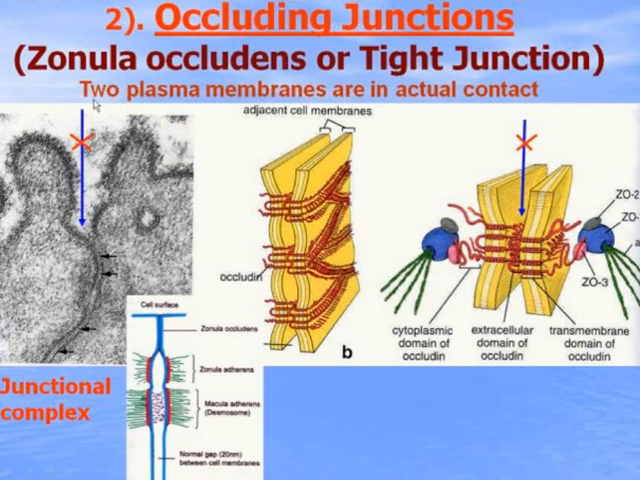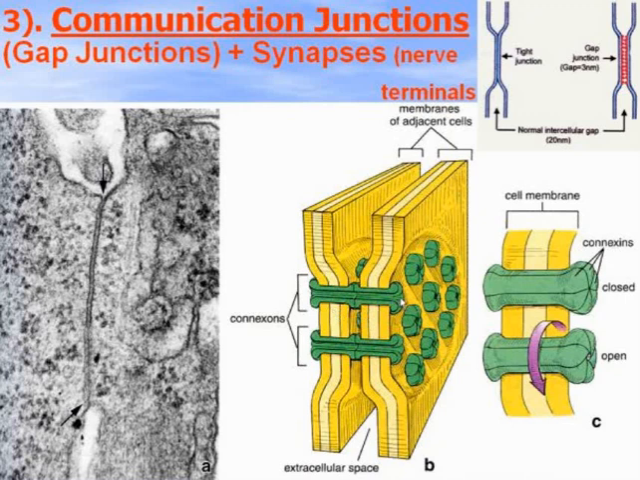Occluding junctions, they are zonula occludens or tight junction, when two plasma membranes are fused. There are also gap junctions between excitable cells, when the ion channel of one cell is connected to the ion channels of another cell, and when these connexons open, the stream or beams of ions can go through very quickly from one cell to another cell.